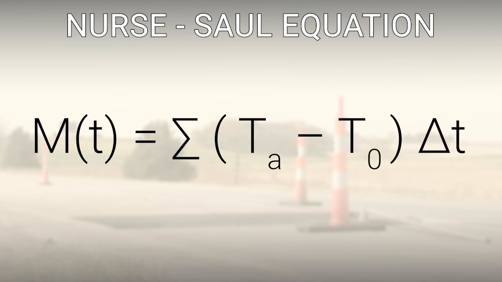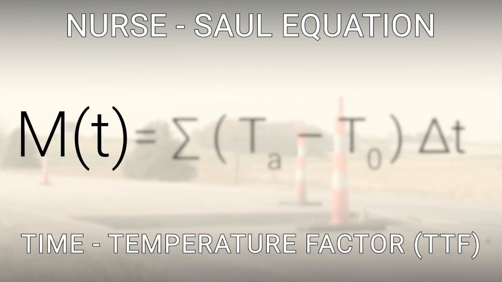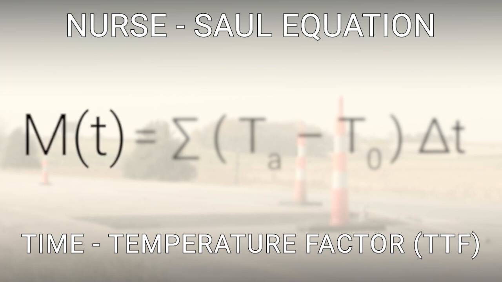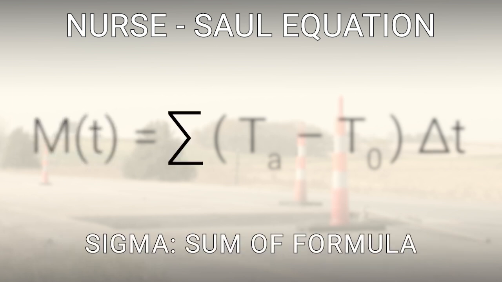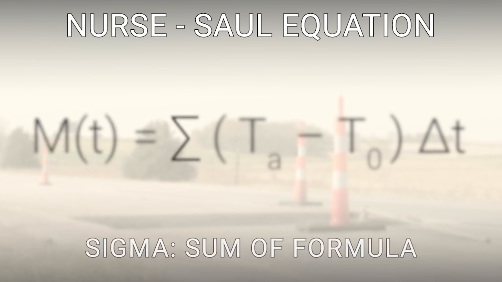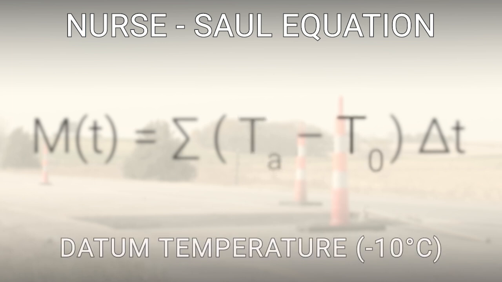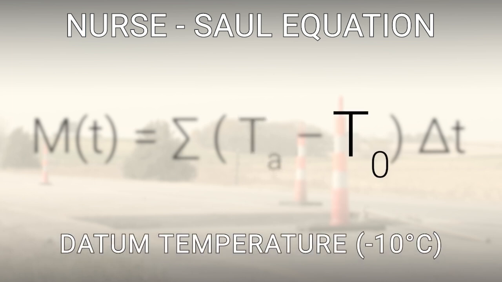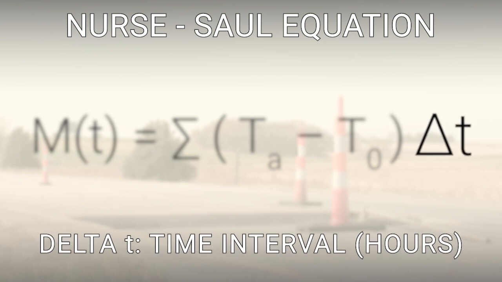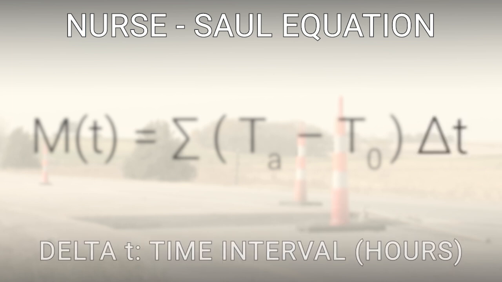Here is what the symbols represent. The time temperature factor at age which the calculation is performed. The sigma symbol represents the sum of the formula. The average temperature using the initial temperature and the elapsed time temperature reading. The datum temperature, which is negative 10 degrees Celsius. This is the temperature at which concrete is no longer gaining strength. And delta T is the time interval, which is represented in hours.